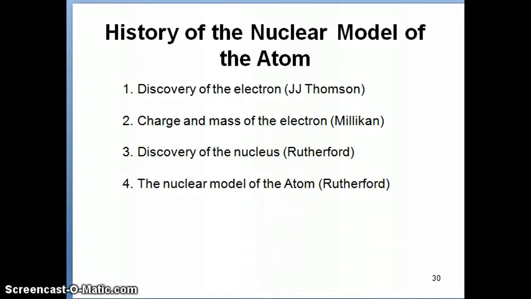Hi everyone. So we're going to continue here with our discussion on the history of the nuclear model of the atom. Remember in the previous video we talked about how the electron was discovered by J.J. Thomson and the experiment with the cathode ray tube. In this video we're going to spend some time talking about how we discovered the charge and mass of the electron, and this was an experiment that's performed by Robert Millikan.